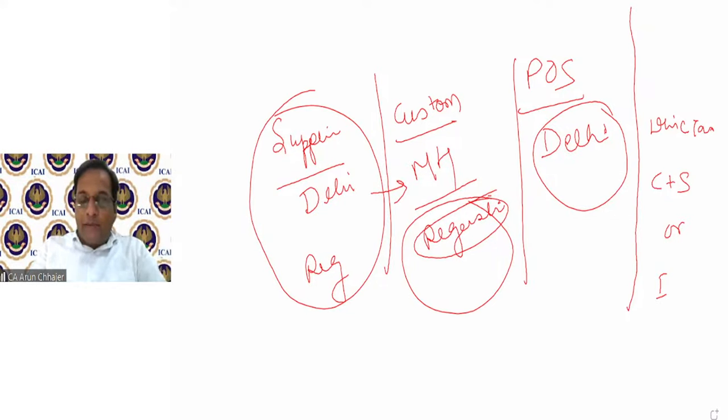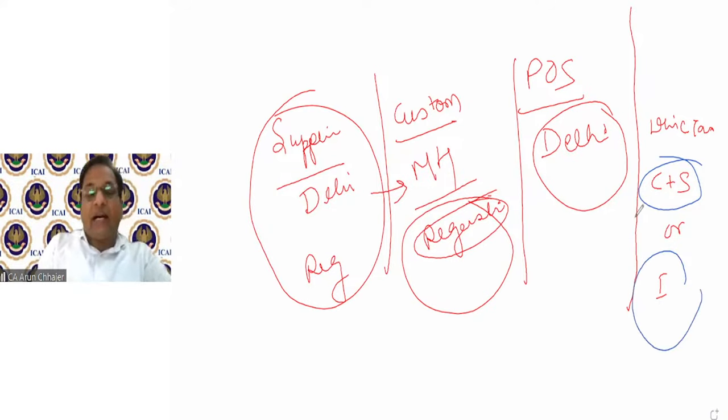The answer would be CGST and SGST. Answer would be CGST and SGST. Now you are surprised how it can be possible. I can say that the participants who have given the answer as IGST have looked at two locations: one location and second location.